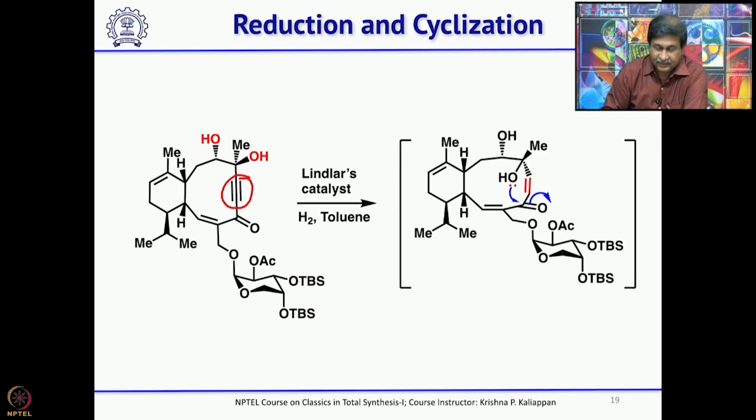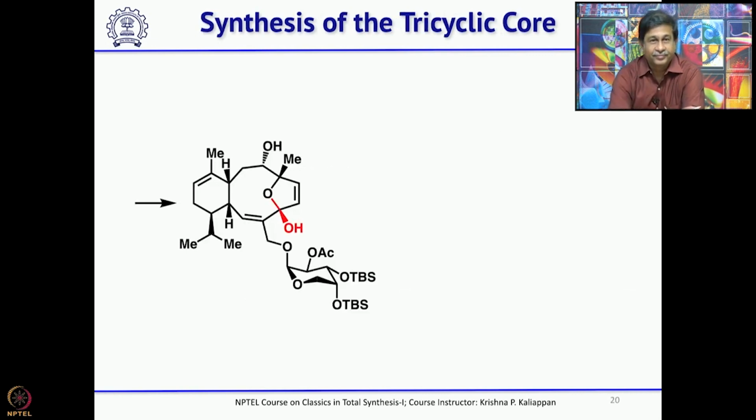When you do that with Lindlar catalyst, the triple bond is reduced to a cis double bond. At the same time, the tertiary alcohol, okay, it can attack the ketone intramolecularly to form the lactol. Okay. So, now you can see the real core structure of eleutherobin, the A, B, C ring. Everything is there. What needs to be done is you need to convert this hydroxyl into methoxy and also attach the side chain. Okay. So, these two can be done subsequently.